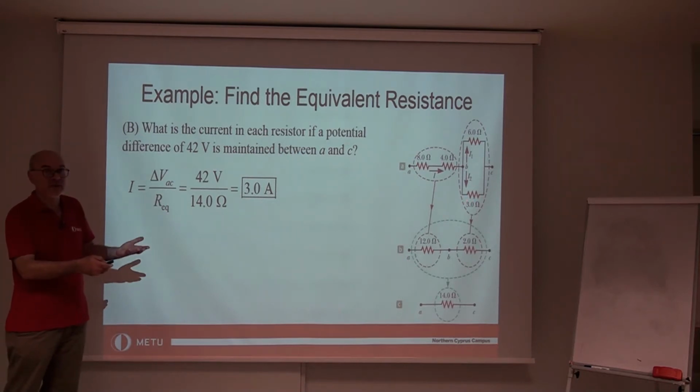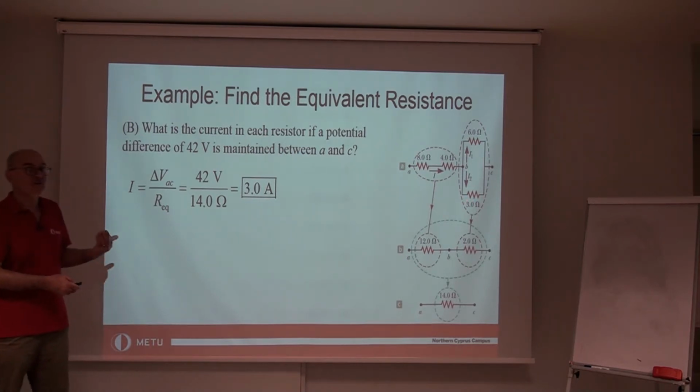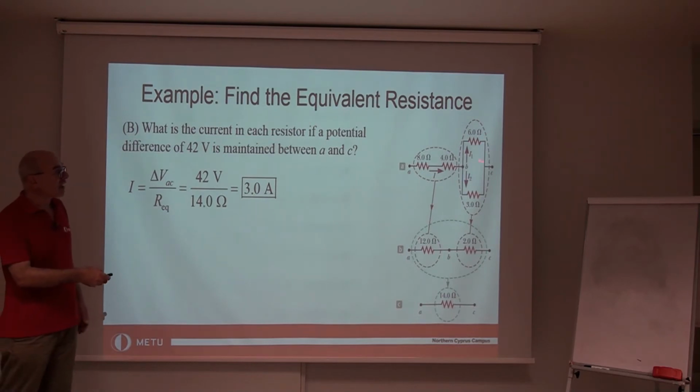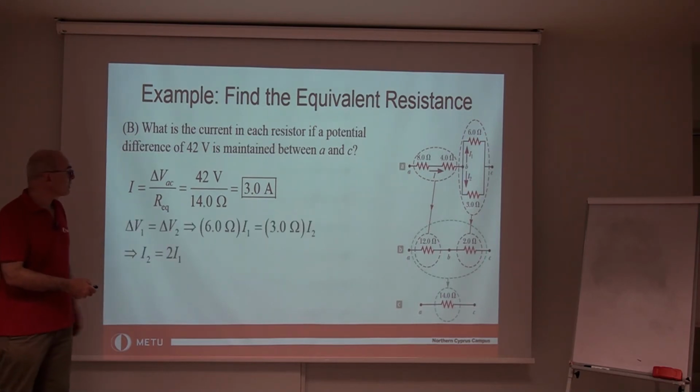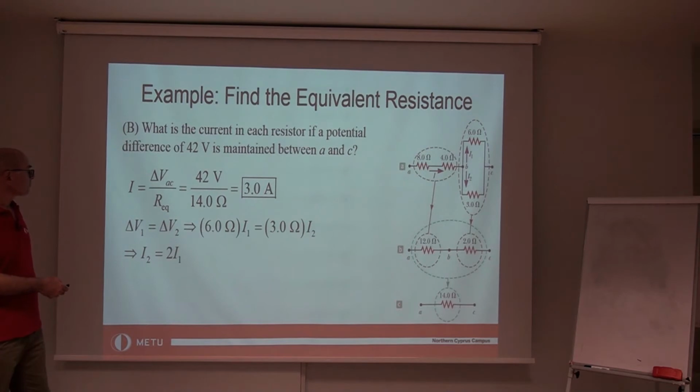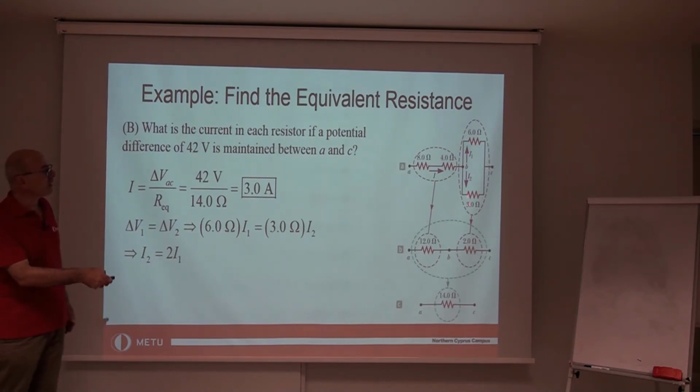Okay, because their potential differences are the same. So we want to find now what are I1 and I2. We know that delta V1 is equal to delta V2. So 6 times I1 is equal to 3 times I2. This is the first equation that we have.